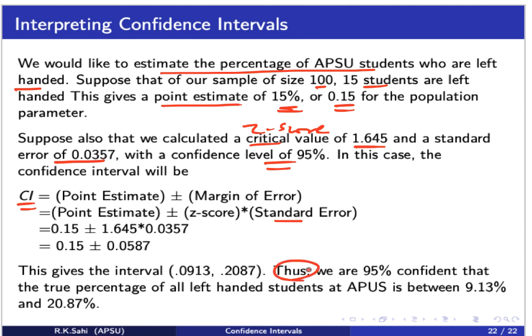Now, how do we interpret? We say we are 95% confident that the true percentage of all left-handed students at APSU is between 9.13% and 20.87%. Remember, when I do the calculations, guys, I use decimals. But when I am writing it down or making my analysis, I use the percentage. That's how we go back and forth here.